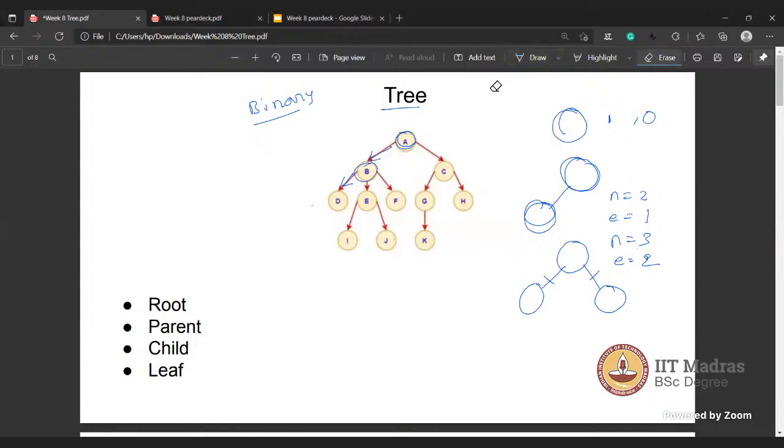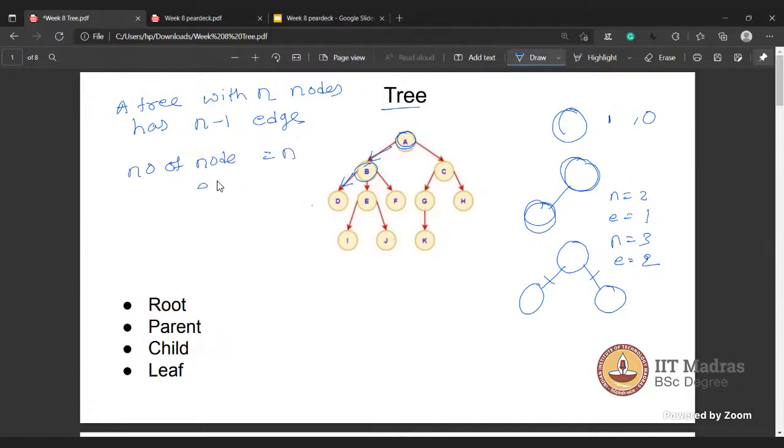So there is one important point. Suppose there is a tree with n nodes, it has n minus one edges. If the number of nodes is equal to n, the number of edges will be n minus one. Is everyone clear with this point?